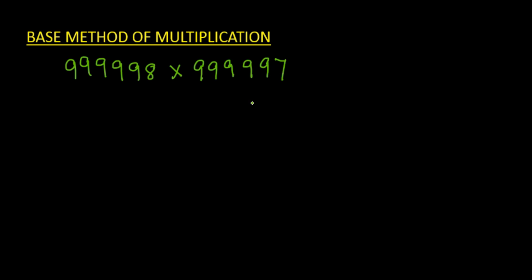Okay, so suppose you have two very big numbers, 999998, and you have to multiply it by 999997, for example. If you apply your traditional approach, it's going to take you a lot of time to solve this question. But using this base method of multiplication, we can perform such big multiplication in just 5 to 10 seconds.